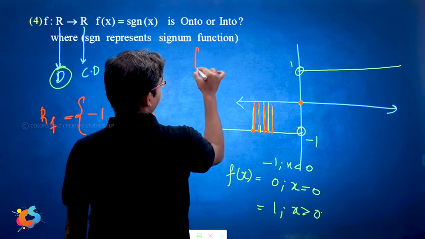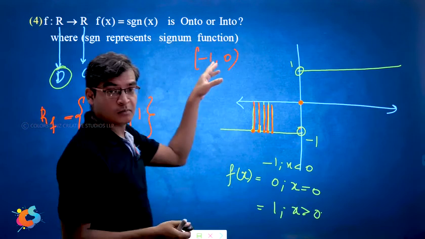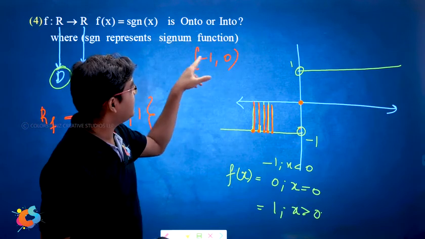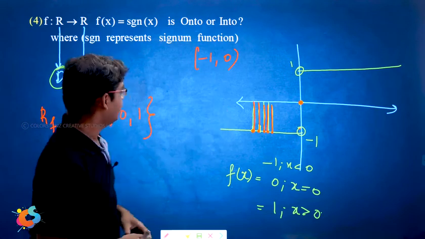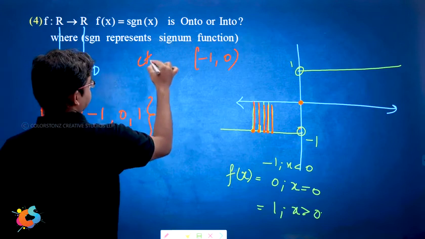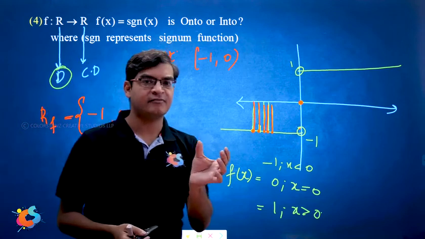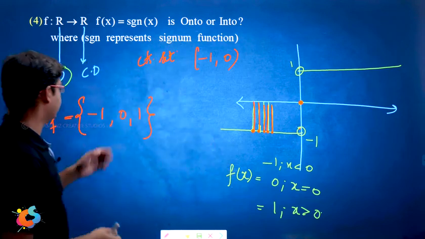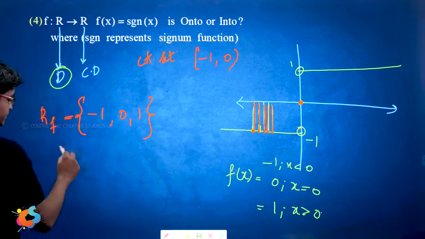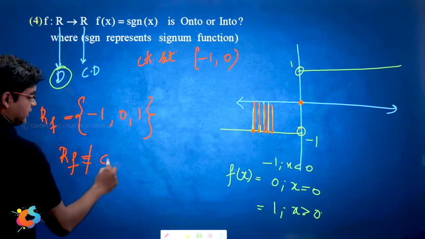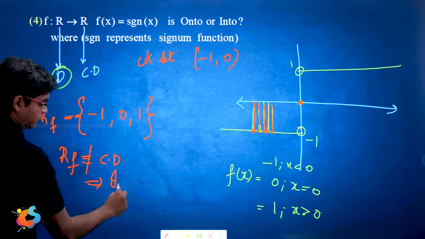If you write a continuous set, something like this, this means every real number between -1 and 0, -1 is included, 0 is not included, right? And so this is a continuous set. But if you need to write a discrete set, means only some values, then you write it like this, flower brackets, -1, 0 and 1. So clearly range of the function is not equal to codomain of the function, implies into function.